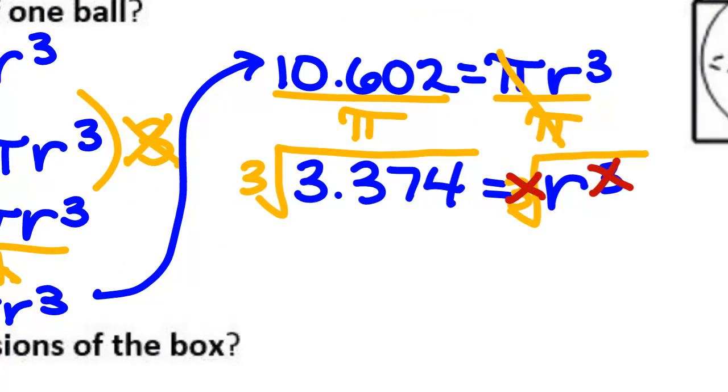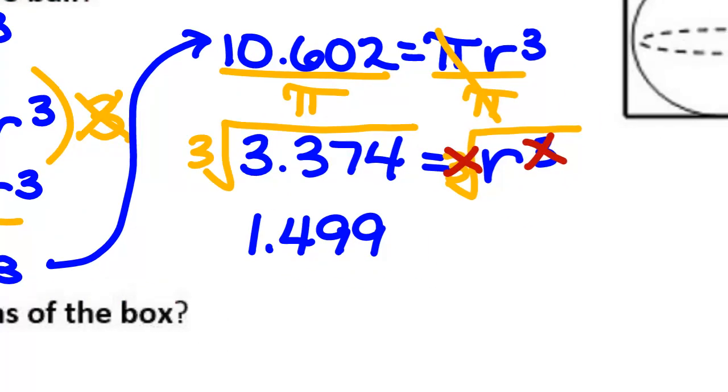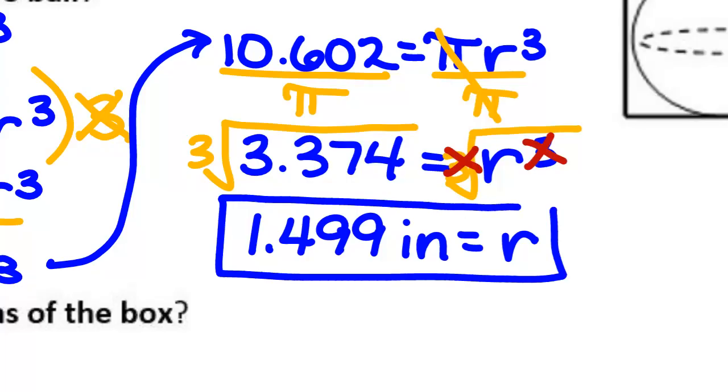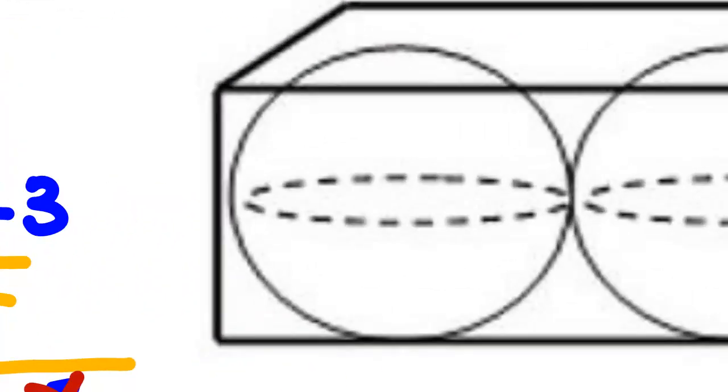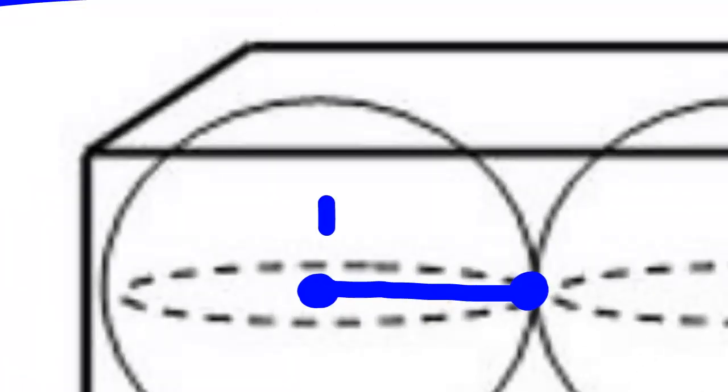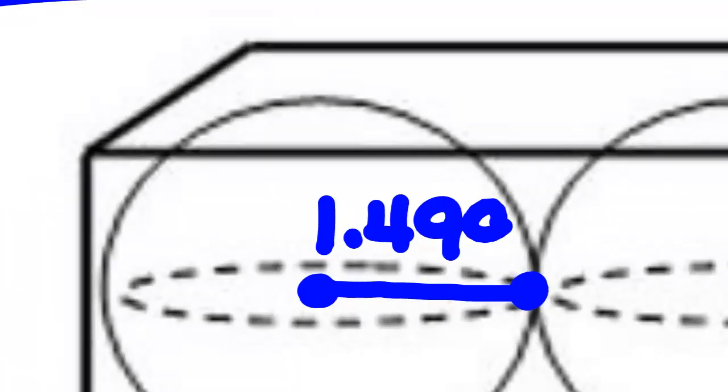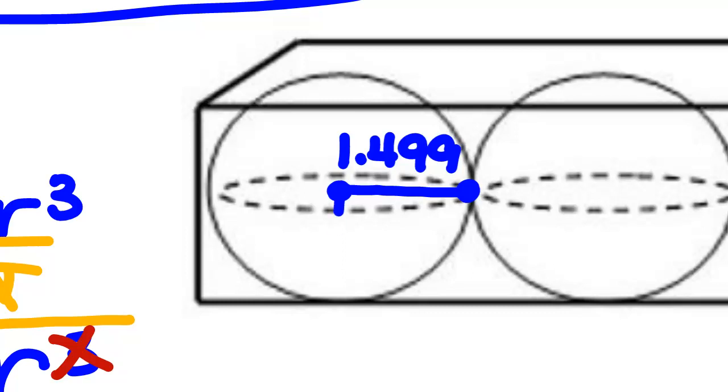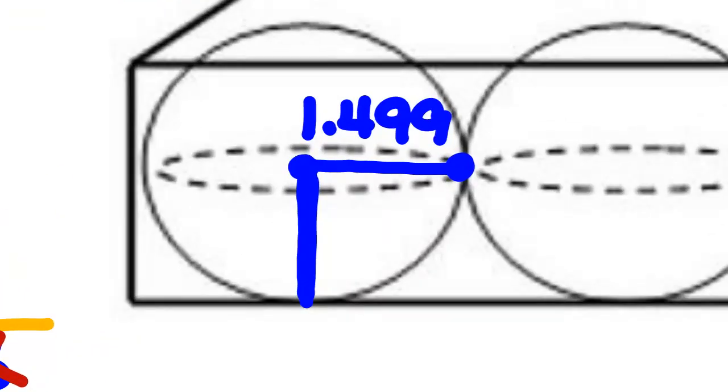And what do we get? 1.499. Do we need units on that? Inches. It's equal to our radius. So that means on one of these balls, from the center to the edge, it is 1.499 inches. Or I could go from the center to the edge this way. There's no reason why I have to go left and right. I can go up and down. That would still be 1.499.